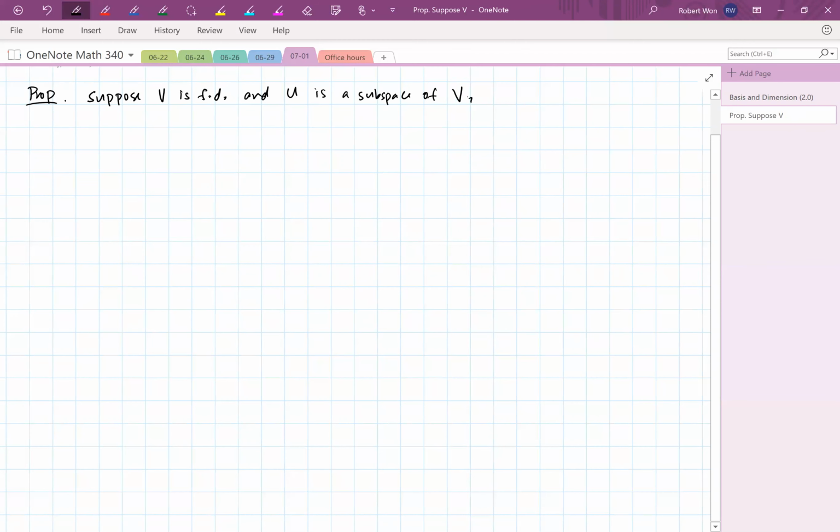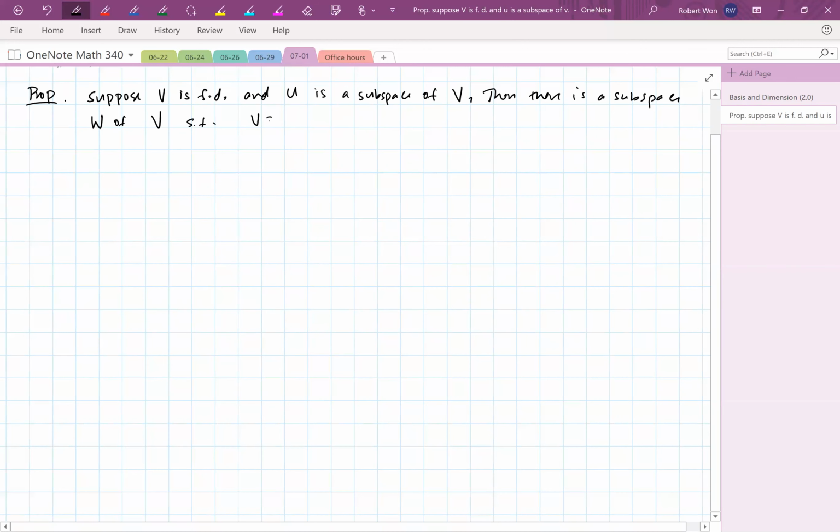Okay, what this proposition says is that every subspace has a direct sum complement. In other words, V is our big vector space, U is a subspace sitting inside of it. We can write V as a direct sum of U plus something. So then there's a subspace W of V such that V is equal to the direct sum of U and W.